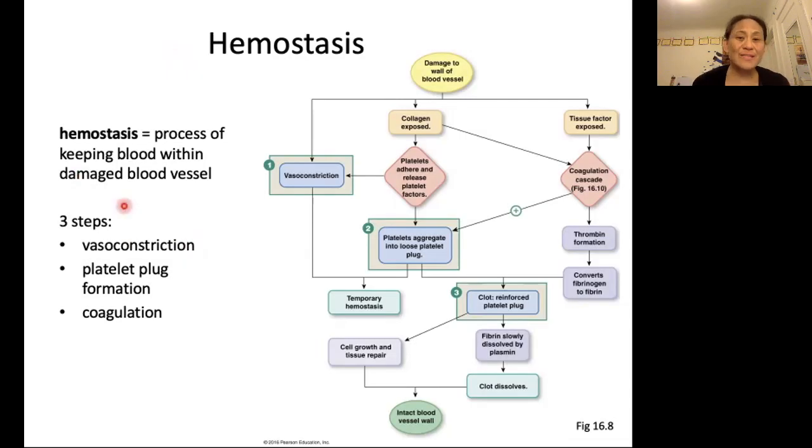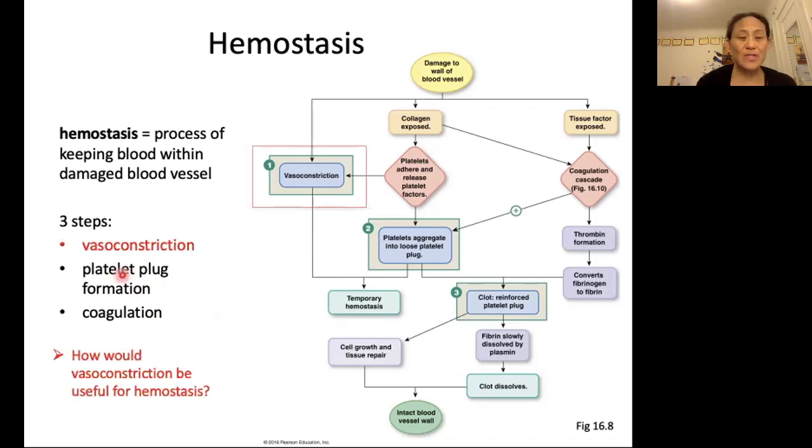So hemostasis is going to consist of 3 steps: vasoconstriction, which is self-explanatory, platelet plug formation, where you form a temporary blockage of the leak, and then finally, coagulation, which is the formation of a blood clot that reinforces the platelet plug that you made in that second step. So let's take a look at these steps.